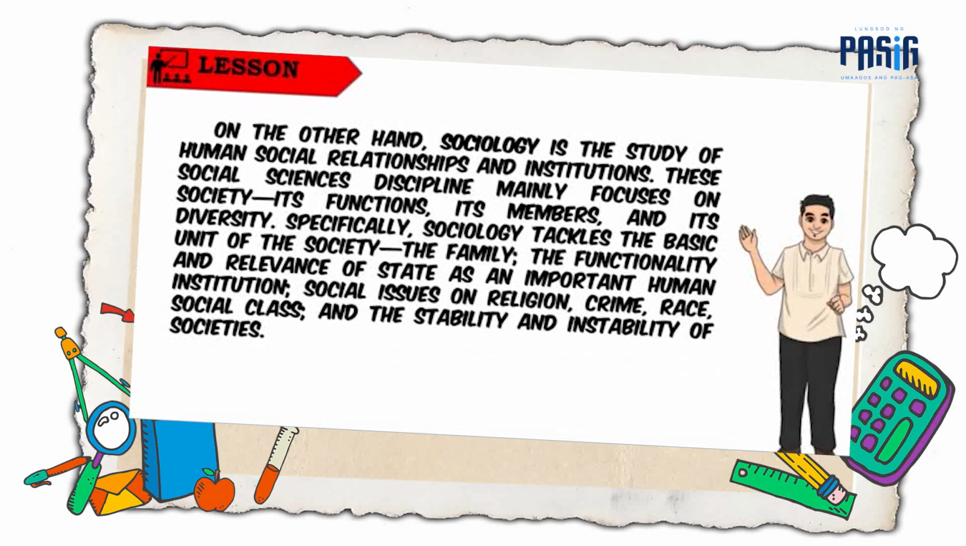On the other hand, sociology is the study of human social relationships and institutions. This social science discipline mainly focuses on society, its function, its members, and its diversity. Specifically, sociology tackles the basic unit of society, which is the family. The functionality and relevance of the state as an important human institution, social issues on religion, crime, race, social class, and the stability and instability of society are included in studying sociology.